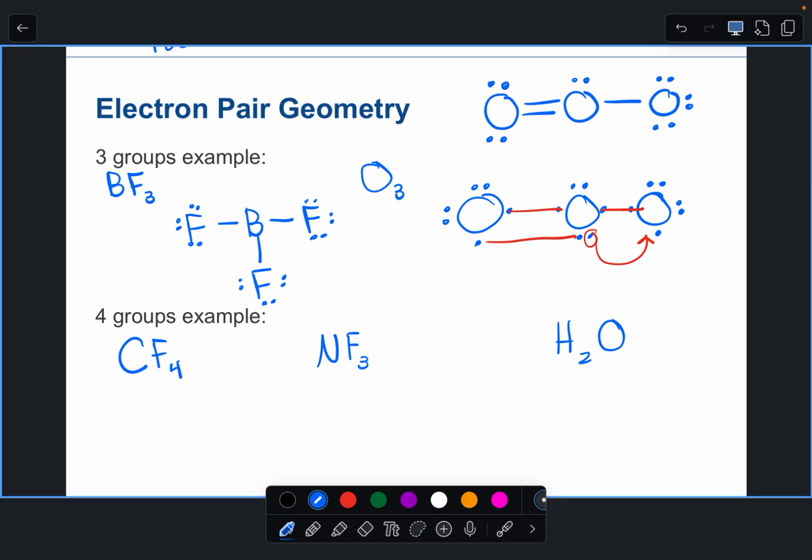And now let's look and make sure everything has 3 groups, like we said. So BF3, those 3 groups are all single bonds. Okay, 1, 2, 3. For the O3, we're looking at this oxygen in the middle and the groups that surround it. So there's a single bond, there's a double bond that counts as 1, and then there's a lone pair. So still 3 groups, just a different type of 3 groups.